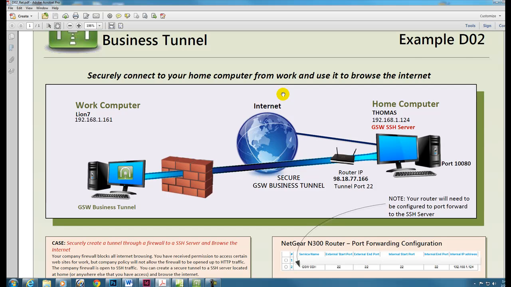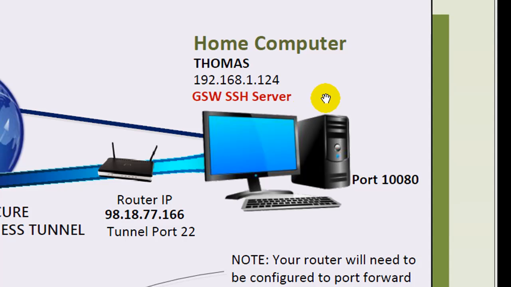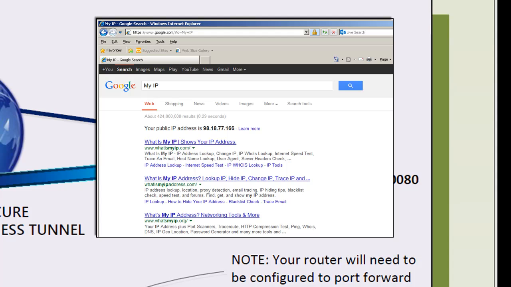To create an SSH tunnel, you need to have an SSH server installed on your home computer, which I do. I also need to know the IP address of my home computer. If you don't already know your IP address, then you can just Google "my IP" from your home computer and your public IP address will be displayed.